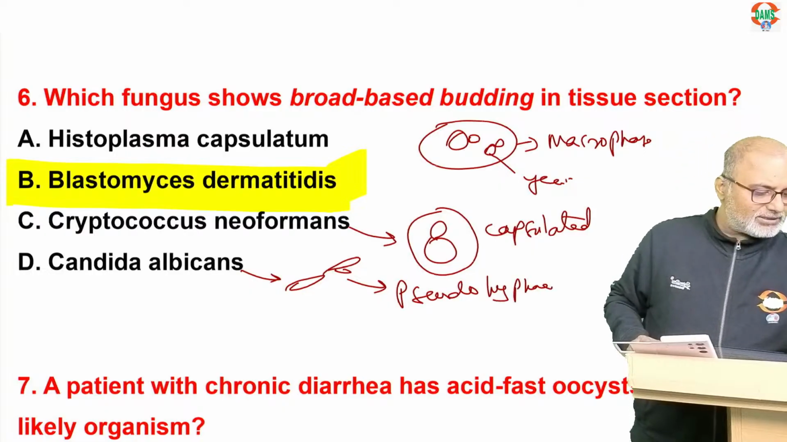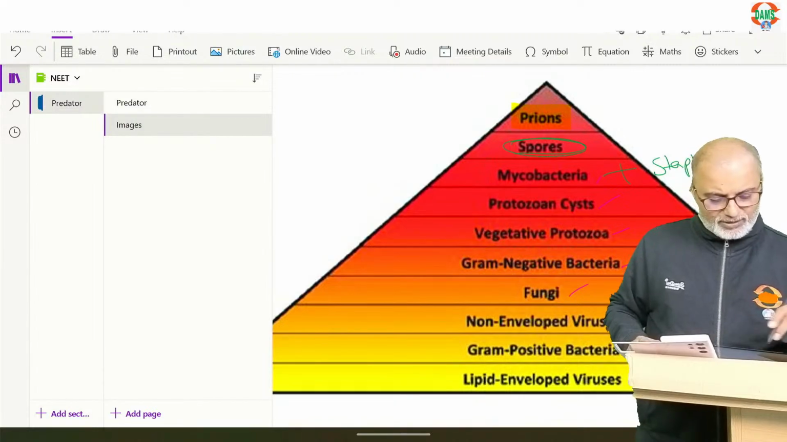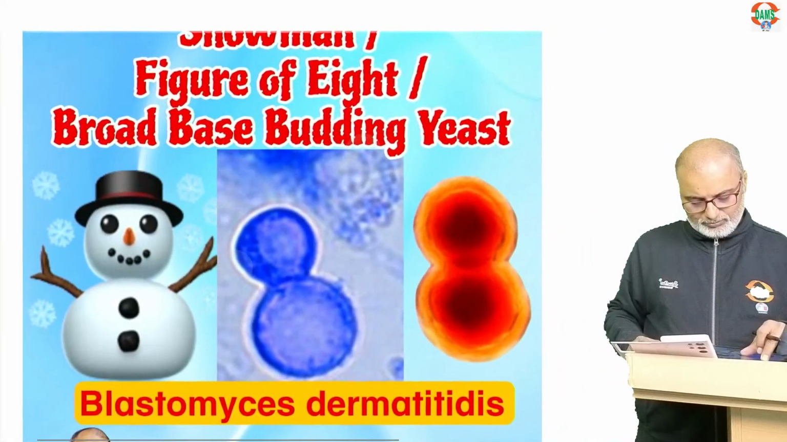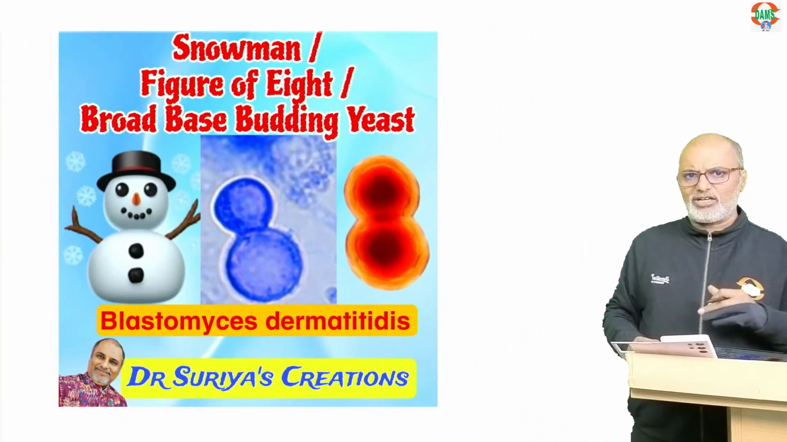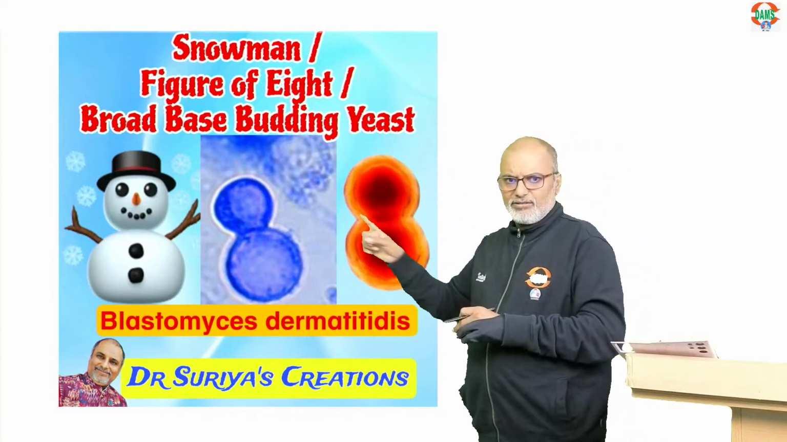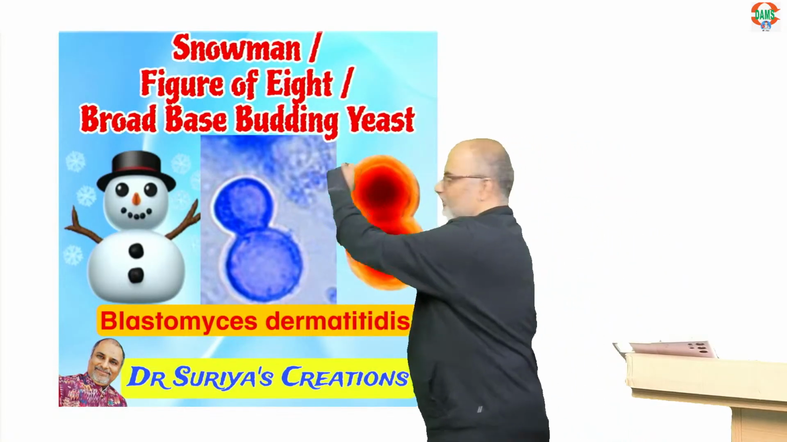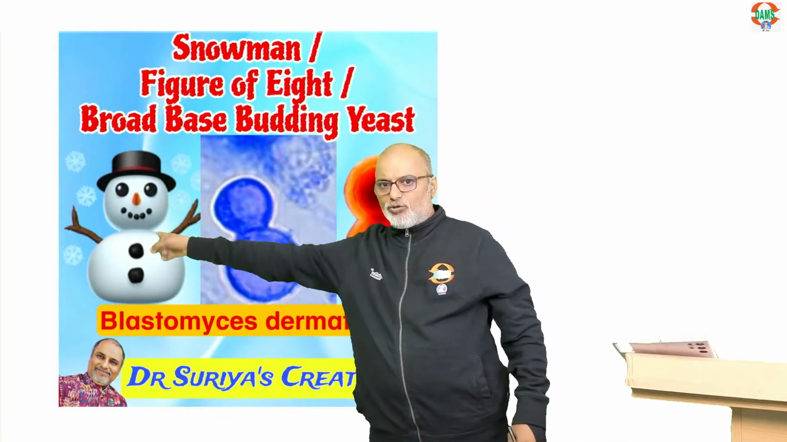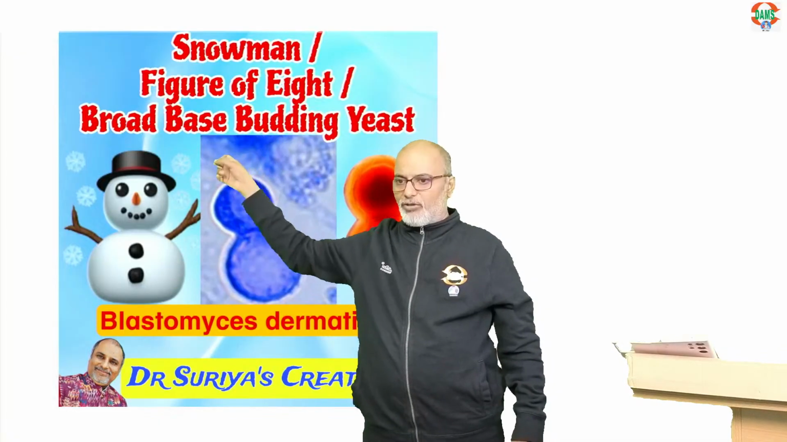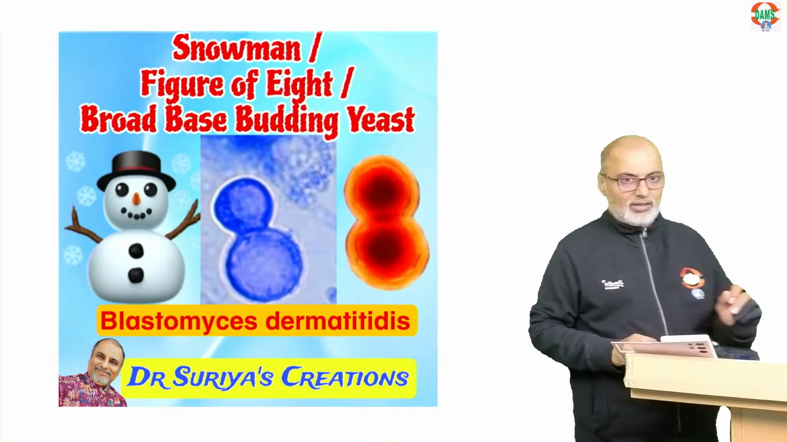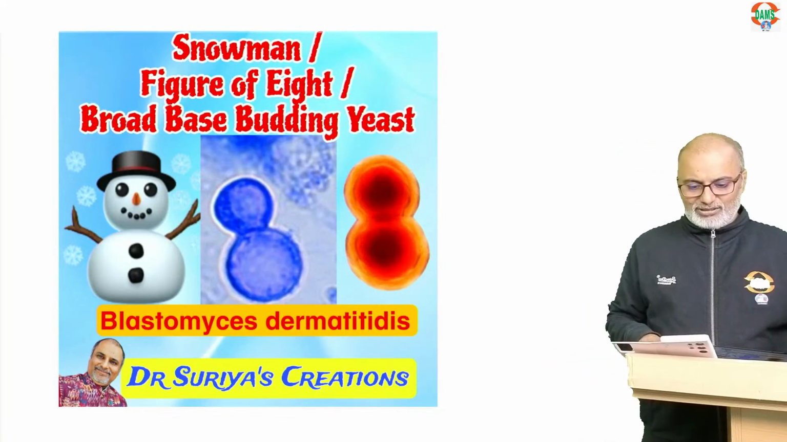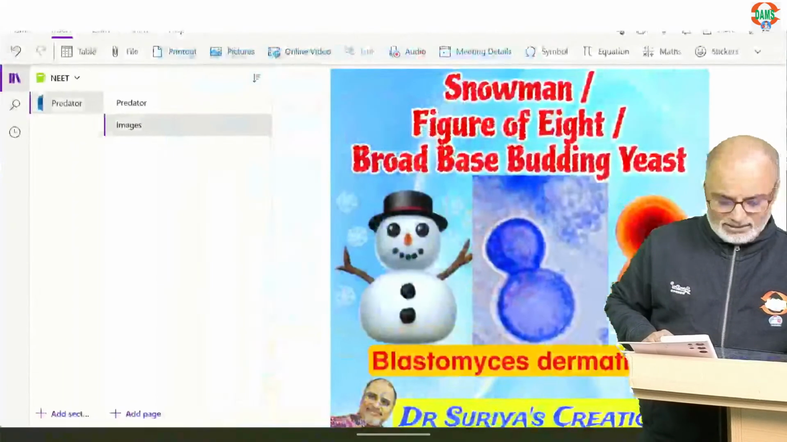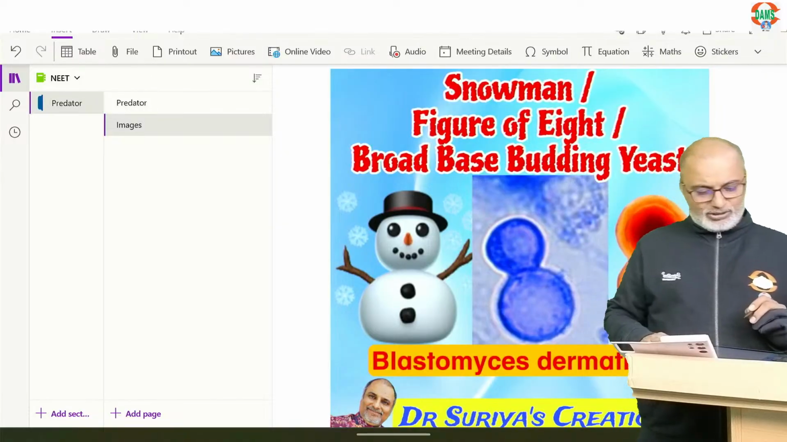See the snowman appearance. Every image you will get, don't worry. These are all the flashcards already available. See exactly figure of 8. Okay, figure of 8. That last one is snowman appearance. All are right: snowman, figure of 8, broad base, budding cell. Got it, my dears? Yes, Cryptococcus: India ink, mucicarmine stain. We can discuss a lot. This is important.